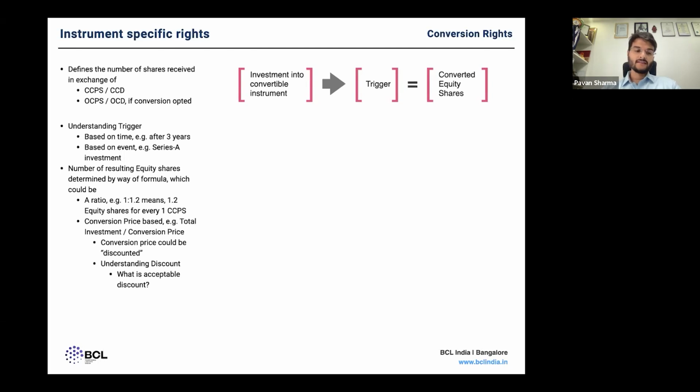Why discount? The reason the concept of discount has evolved is because the CCPS investor has trusted the company in the early days. So naturally, the price at which the CCPS holder would get equity shares cannot be the same price that somebody would get at a later point in time because the CCPS holder is taking the first risk, which is why the CCPS holder gets a discount.